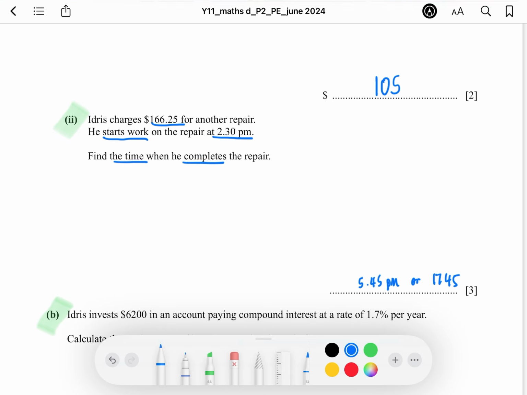So it does make it easier. Question on time, so we have a timeline. The first end here is where it starts. The other end is where it ends. And for this question, this is actually what the question is asking to find, which is the time when it completes the repair.